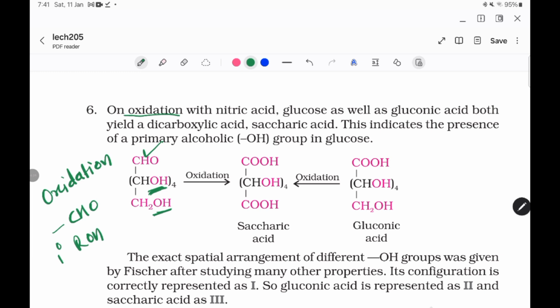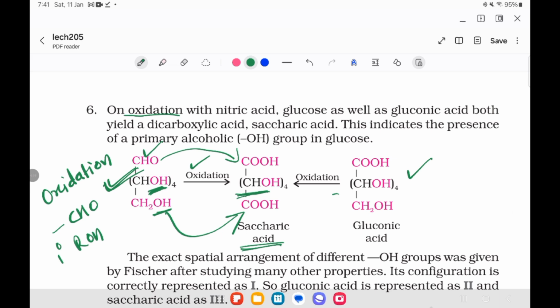What is happening is that the oxidation changes the CHO to COOH and all the primary alcoholic groups also to COOH. But the secondary alcoholic groups do not change. This acid is called saccharic acid, and similarly gluconic acid also gives rise to the formation of saccharic acid. So this reaction proves that glucose contains a primary alcoholic group in the structure.